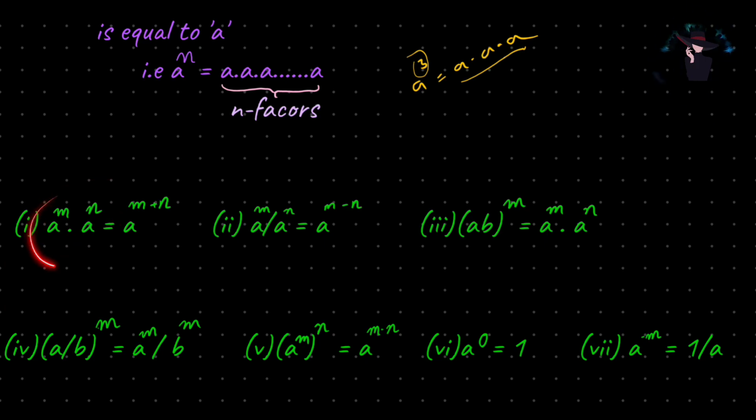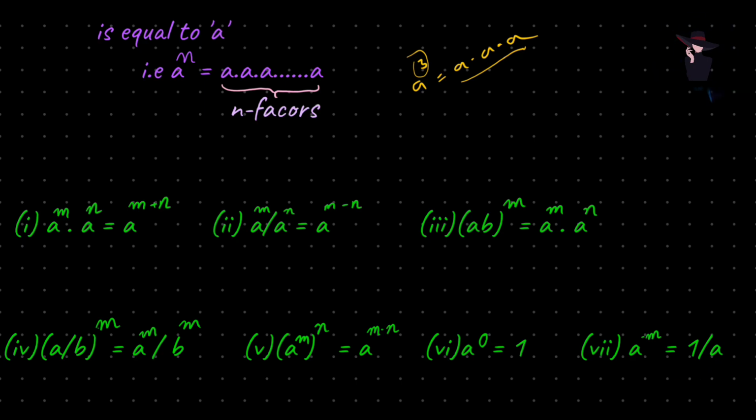If a^m into a^n is given, then it is a^(m+n). If it is multiplication, we need to add. If it is in the division form, we need to subtract the powers. If it is a whole power of a product, we can open it as singles. If it is in the form of division with a whole power, again we can open it separately. If it is power by power, then we need to multiply. If something has power 0, it's always 1. If it is in the negative form, it is always the reciprocal.